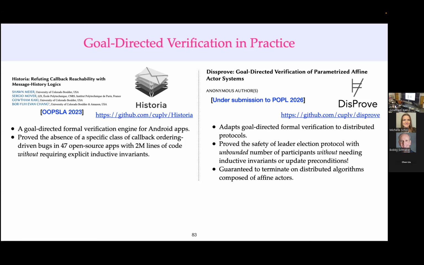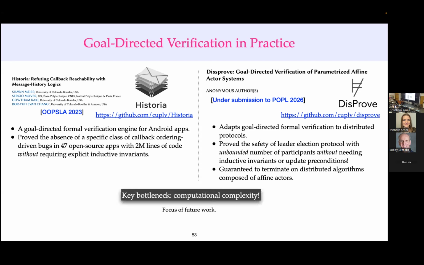The key thing that Disprove was able to achieve, without explicitly provided invariants, is that it was able to prove the safety of the leader election protocol that I've shown before. It didn't even require the update precondition that we have talked about. No invariants were needed. Just the safety specification was sufficient to show the unrealizability of the error state. It is also guaranteed to terminate on algorithms composed of affine actors, that is, actors that do a specific set of communications. The key bottleneck here is computational complexity. So far we are not able to scale this approach to larger distributed protocols, and that is work for future work.